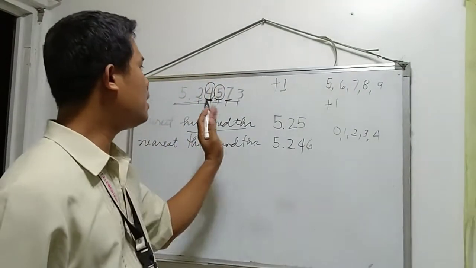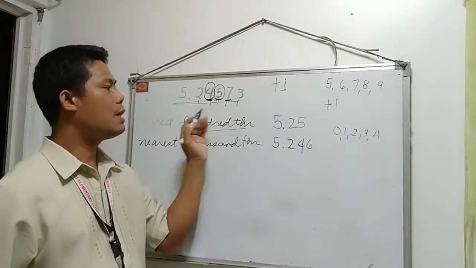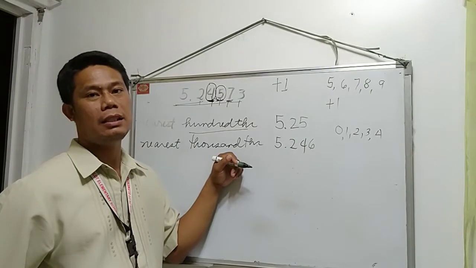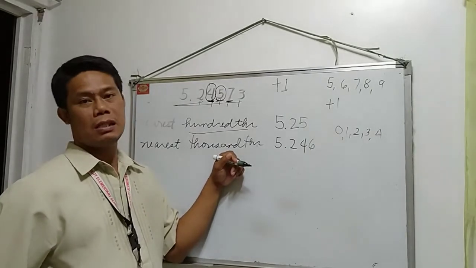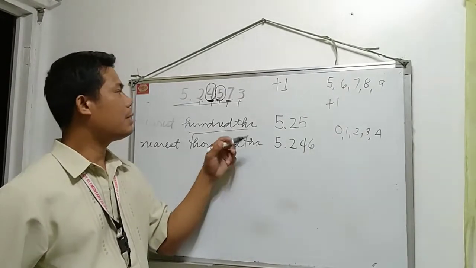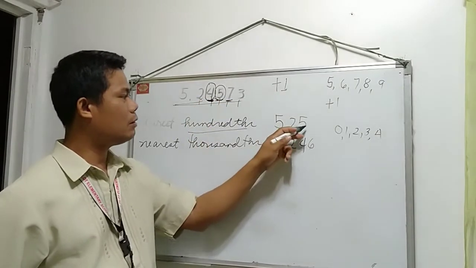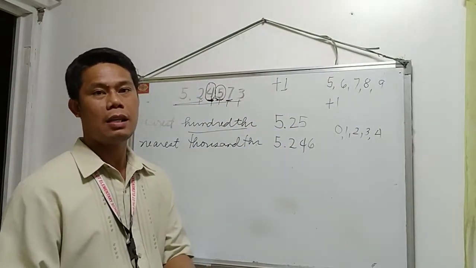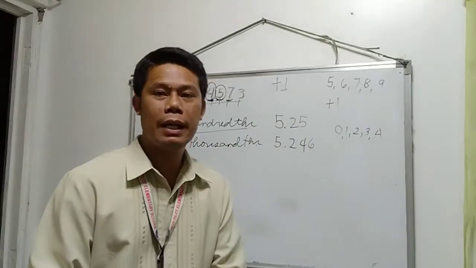But the remaining digits become 0, and in a decimal number we no longer write them since it is a decimal number. They would become 0, 0 here, but we remove them. That is how to round these decimal numbers. So let's have another example.